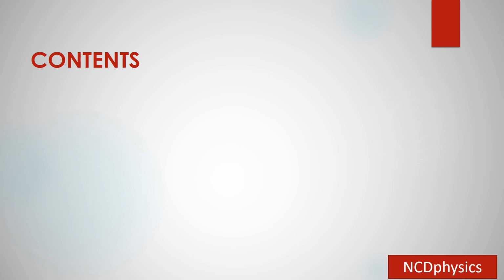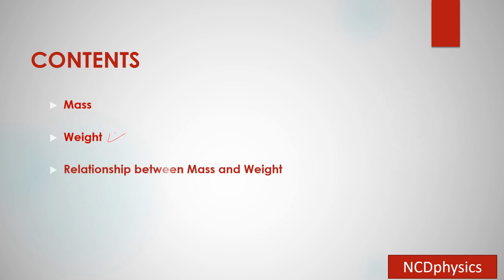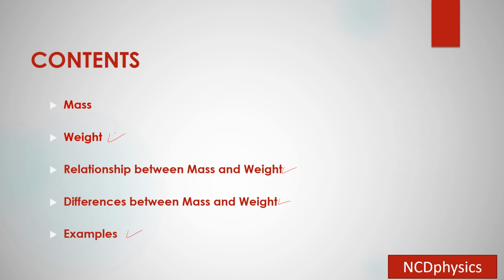The content is mass. First of all, we define what is mass, and we talk about the properties of mass, and then we go and discuss the weight. What is the weight of an object? Then next we will discuss the relationship between mass and weight. Then we talk about the differences between weight and mass. Then at the end we solve examples.